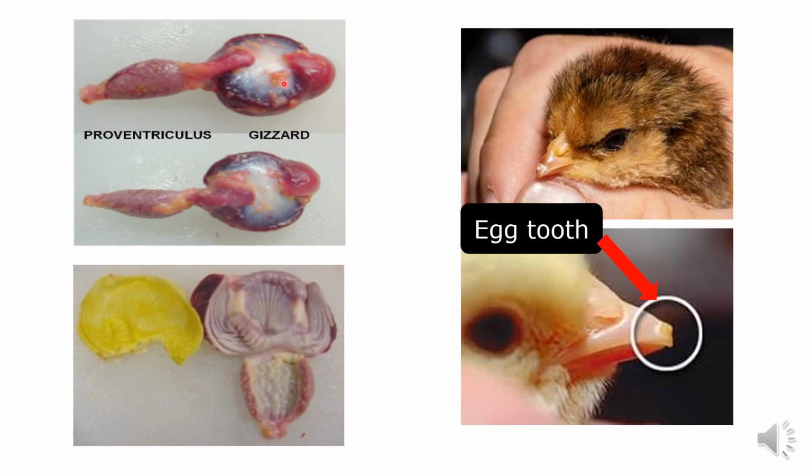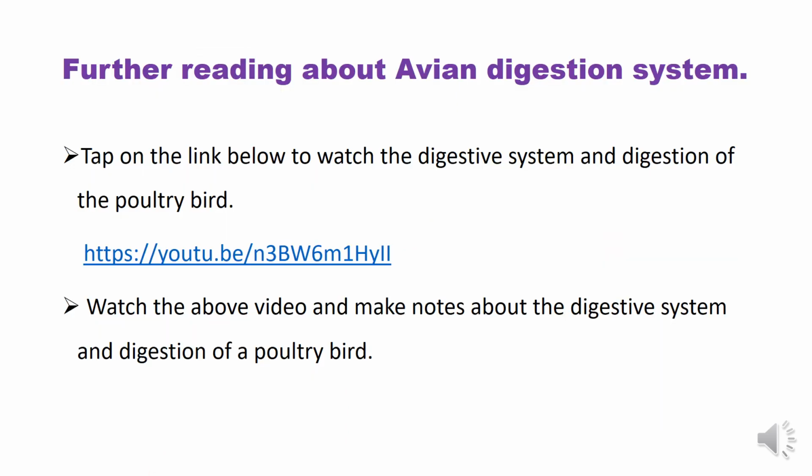Here we see the gizzard and then the crop, then the internal layer, how they are thick. Then on the right side we have an illustration of how this egg tooth looks like. For further reading, there's a video on YouTube you can look at on how the digestive system takes place.